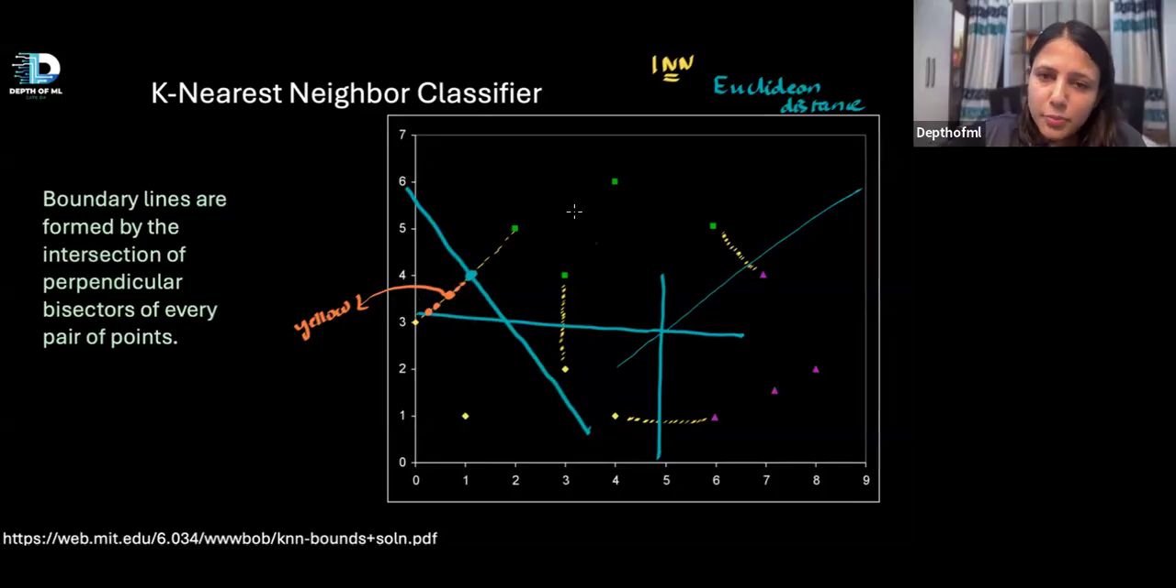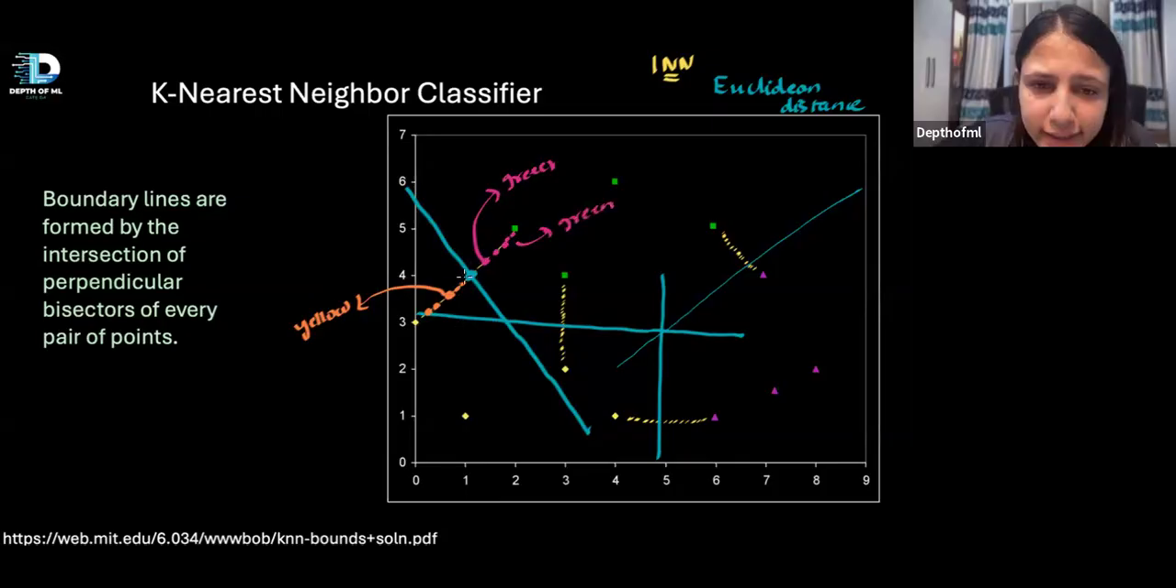Suppose I take any point over here. This will be classified as green, because compared to the yellow point, they are closer to this green point. So any point you take over here will be classified as green. The center of these two points is basically your decision boundary. It tells you that points to the left are in one class and points to the right are in the other class. So you do it for every pair of points.